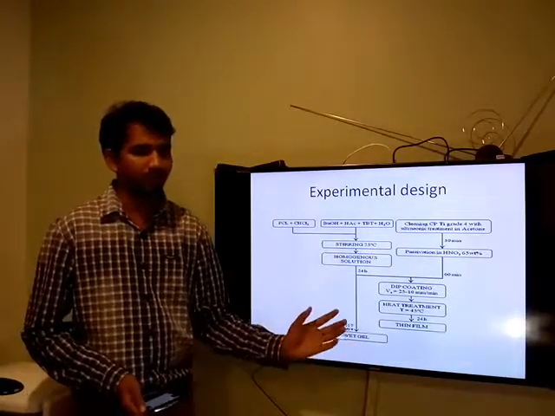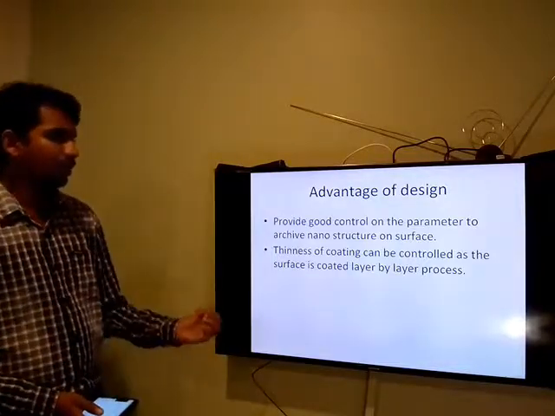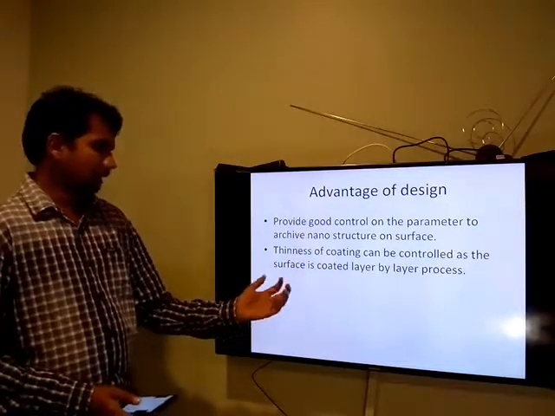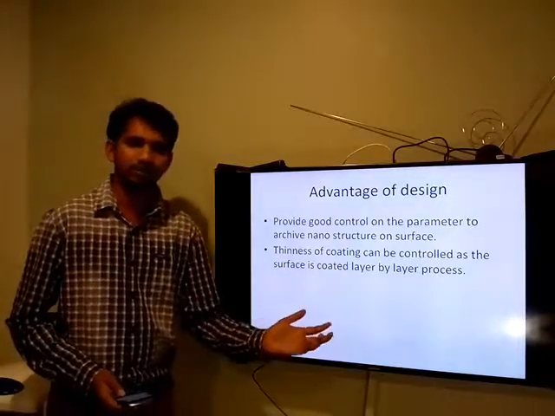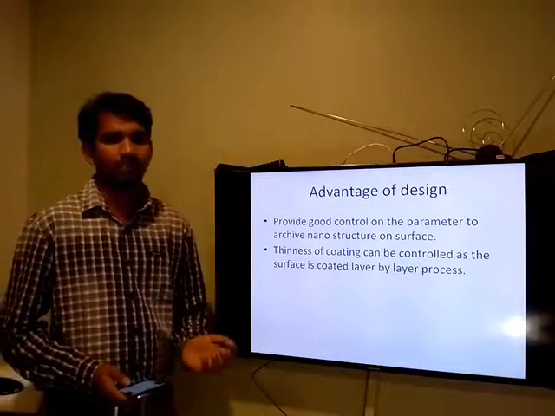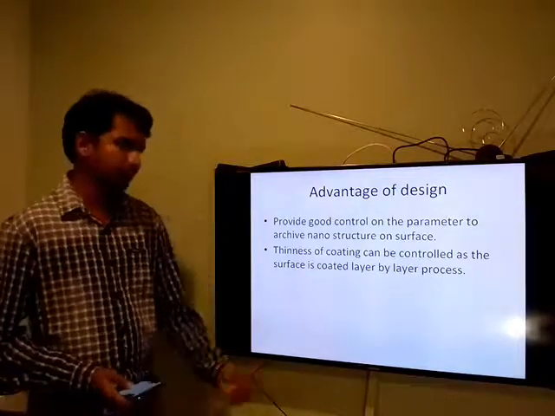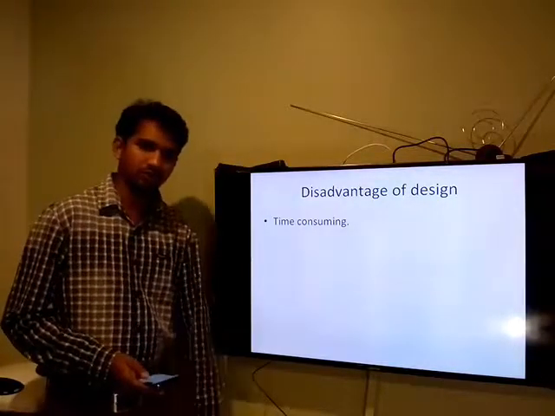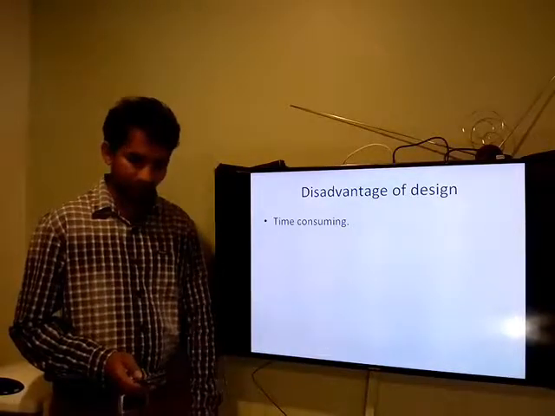So this is my research design. The advantage of the design is that it provides good control over the parameters to achieve nanostructure on the surface. The thickness of the coating can be controlled as the surface is coated by a layer process. In this process I am going to use the layer by layer process, by which you can control the thickness of the material. So this is how it is advantageous. The only disadvantage I reckon is that it is a time consuming, very long process, and it consumes more time than other designs, but it provides good results.